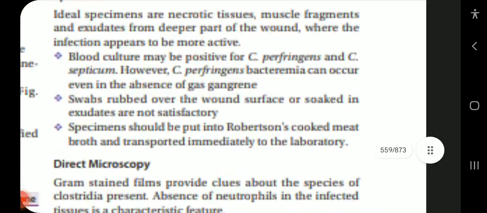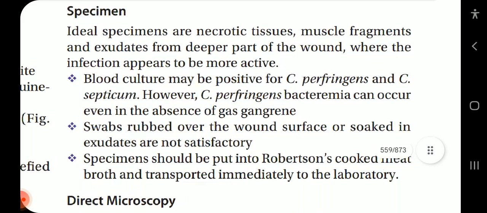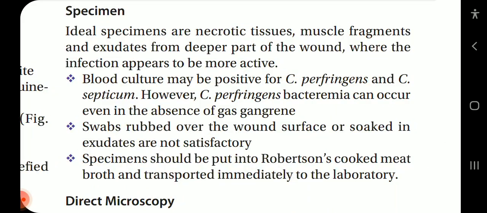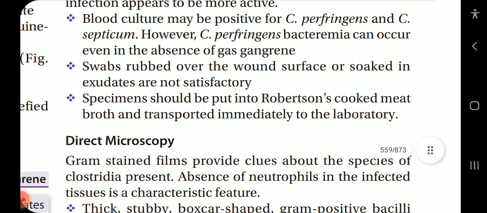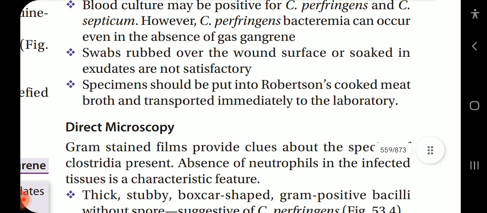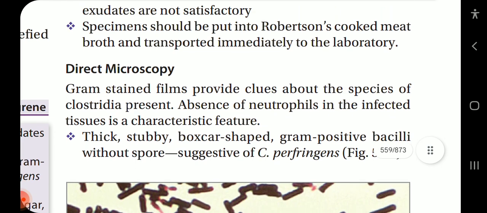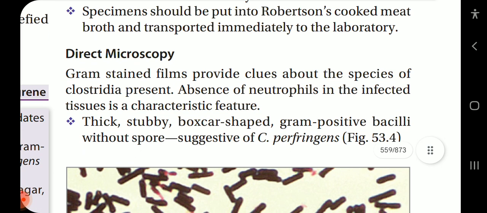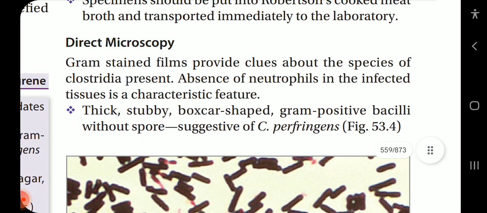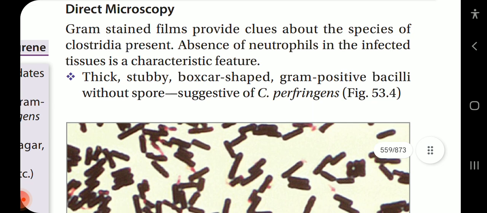Specimen: ideal specimens are necrotic tissues such as muscle fragments and exudates from the deeper part of the wound where the infection appears to be more active. Blood culture may be positive for Clostridium perfringens and Clostridium septicum. However, Clostridium perfringens bacteremia can occur even in the absence of gas gangrene. Swabs rubbed over the wound surface or soaked in exudates are not satisfactory. Specimen should be put into Robertson cooked meat broth and transported immediately to the laboratory.